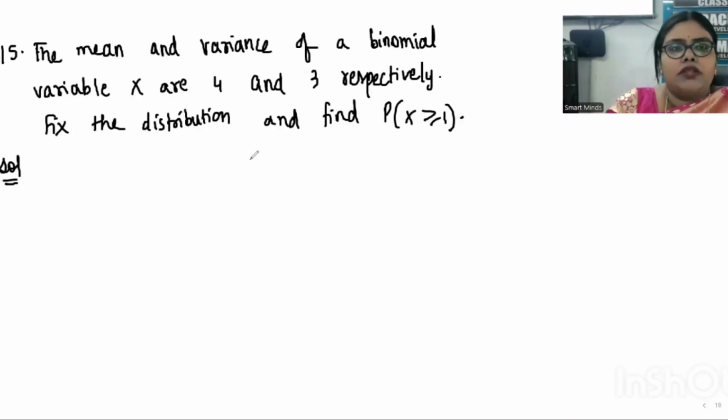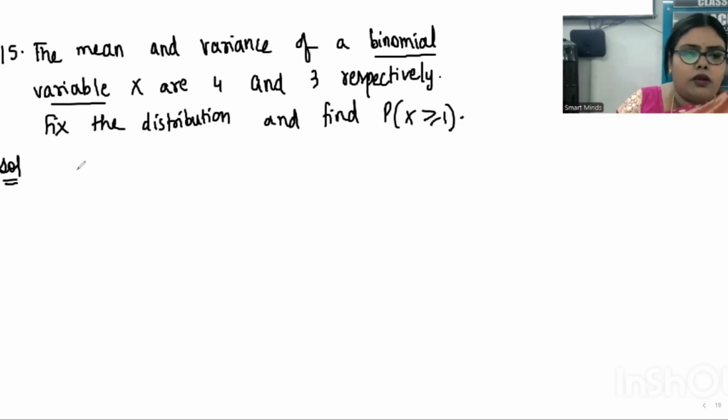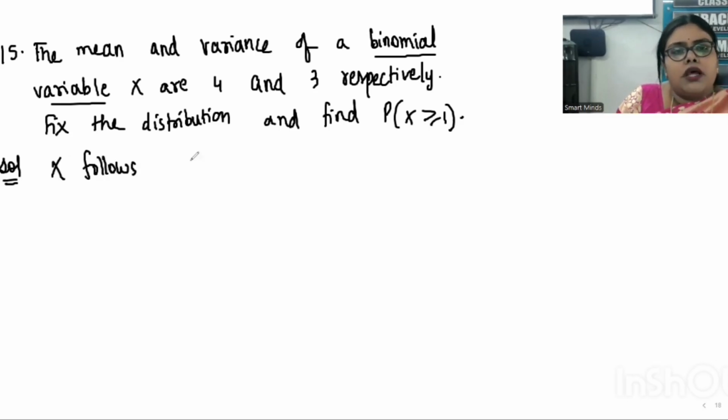Take the next question. This question is also very important. This is from random variables. Okay, so whenever you find this term, binomial variable, we need to understand that it is from binomial distribution. So what is the question? The mean and variance of a binomial variable are 4 and 3 respectively. We need to fix the distribution and find P of x greater than or equal to 1. So here first we write x follows binomial distribution.